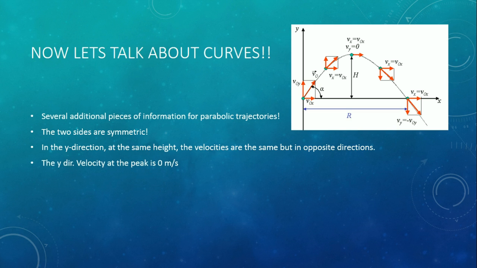In the y direction, the velocity at the top is 0, like we talked about. When you throw up a ball, at the top, it's going to be 0. It's not moving at all vertically.